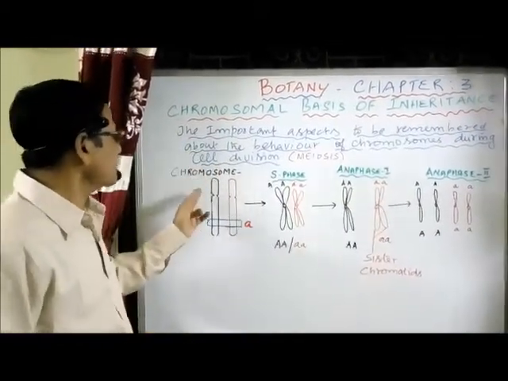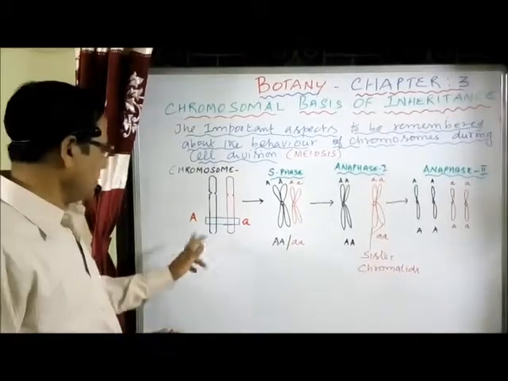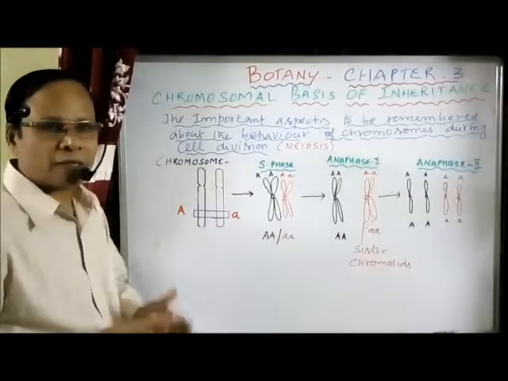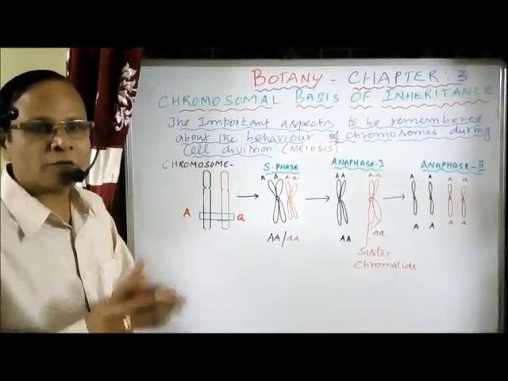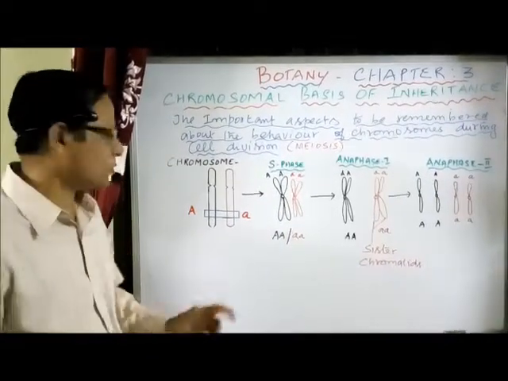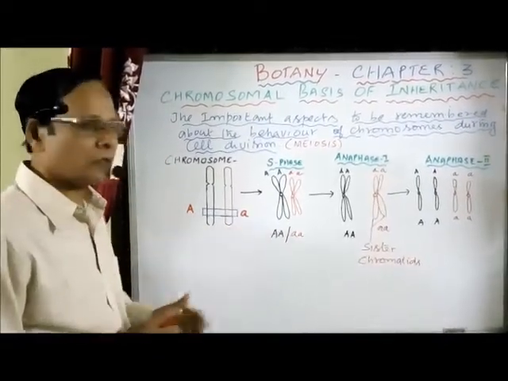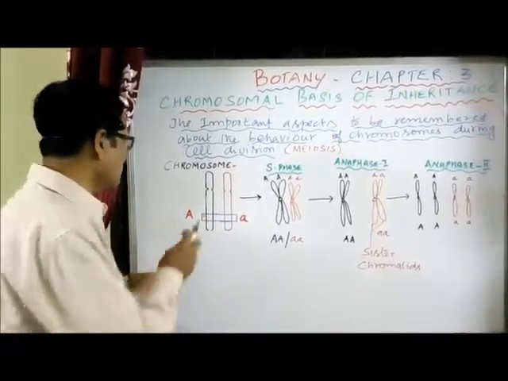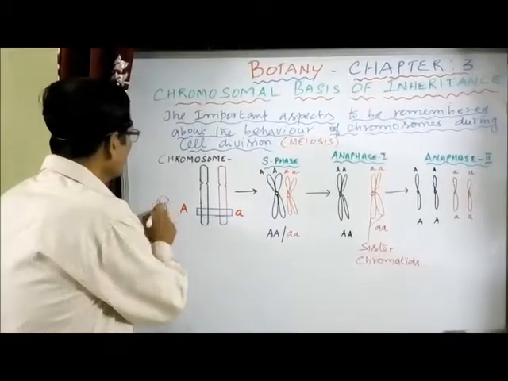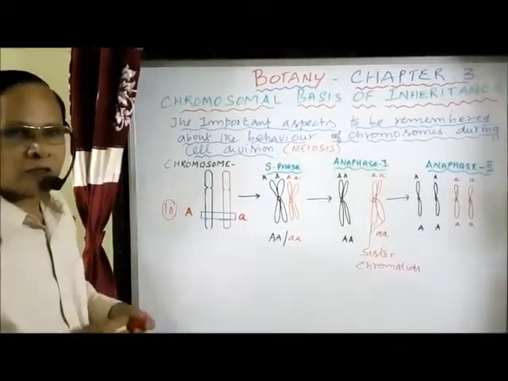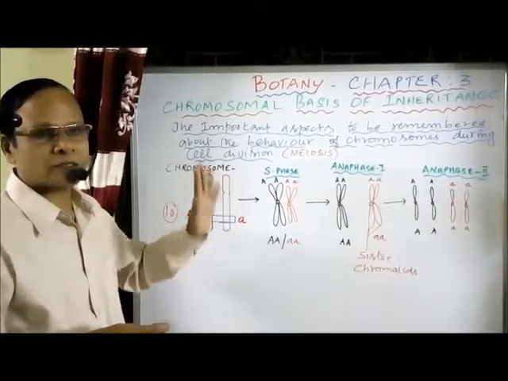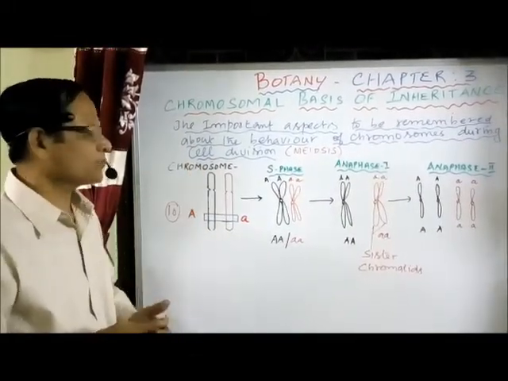So what is the first aspect? The alleles of a genotype occur in the same locus of homologous chromosomes. This is point number 1. I am taking the alleles capital A, small a. They are located at the same locus. As an example I mentioned already, suppose this is the 10th locus. So the alleles of a genotype are located at the same locus in homologous chromosomes. That is point number 1.